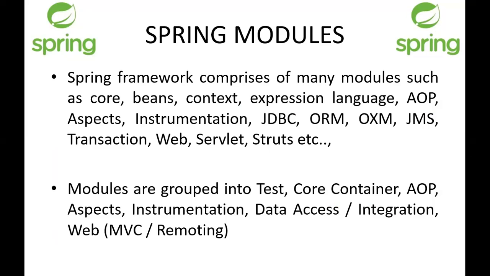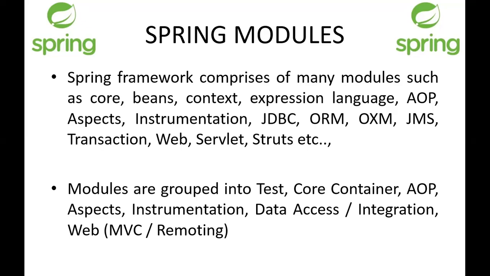What are the modules contained in Spring Framework? It contains core, beans, expression language, context, AOP, aspects, instrumentation, JDBC, ORM, OXM, JMS, like many services. Many modules have been integrated in Spring Framework. These modules have been segregated according to their functionality and grouped into layers. Layer by layer, it will provide its services.